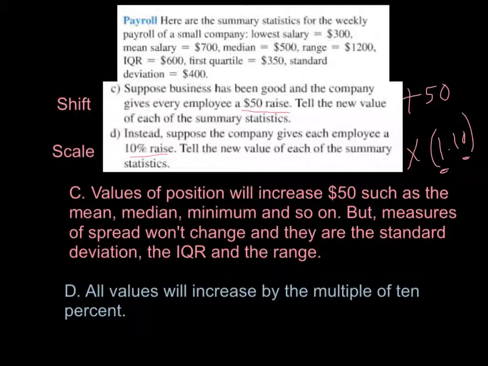All right. Values of position will increase by $50, because we're shifting in part C, such as the mean, the median, the minimum, and so on. All those values, Q1, Q3, the max. But measures of spread won't change. And notice I'm going to list all of these. They are the standard deviation, the IQR, and the range. There's only 3 of them. For part D, we just simply say all values will increase by the multiple of 10%. Let's move on. There's some good questions in that part A and B. C and D should be a home run at this point.